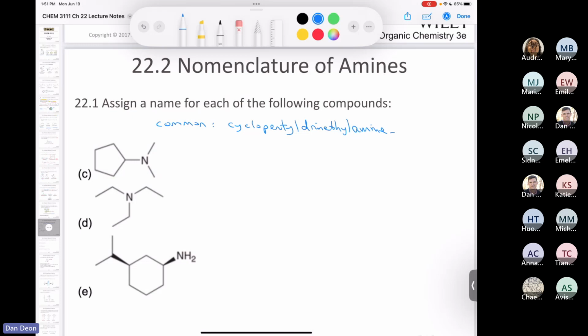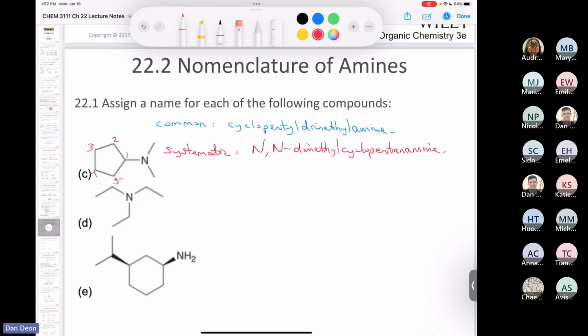If we were to use the systematic way, what we're going to do is find the longest carbon chain, which is the 5 atoms in this cyclopentane ring. So this would be some kind of cyclopentanamine. But now we've got an N-methyl and an N-methyl. So we say N,N-dimethyl is the way you put that. You don't put N-methyl, N-methyl. You would say N,N-dimethylcyclopentanamine. Comme ça, as we say in French.